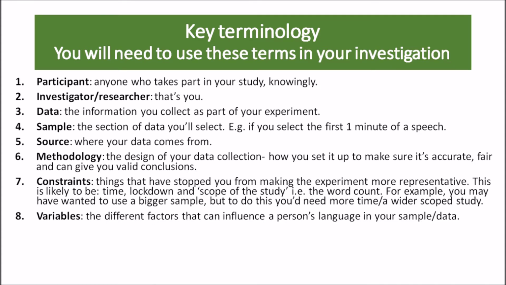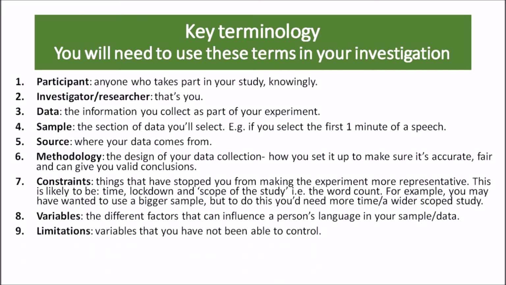Right, your variables are really, really important. They are the different factors that can influence a person's language in your sample or data. Now, you need to control your variables. We talked about this with Mr. Bowes last week. You've learned about this with Miss Carney. There are so many things that influence a person's language. If you're just investigating one of those, then you need to try and keep the rest of the variables the same amongst your participants. Otherwise, you're not going to be able to draw any valid conclusions.